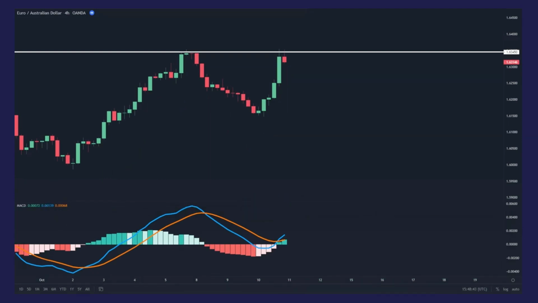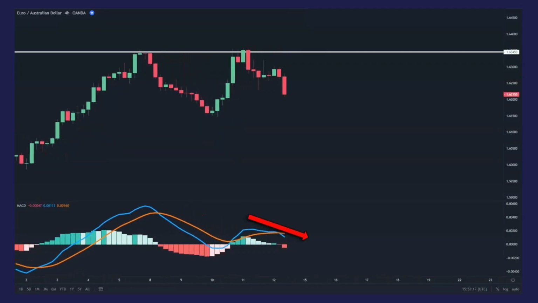Now, what most traders will do is that they'll actually wait for the MACD to cross over downwards before taking a short position. However, by doing this, notice that the downwards movement has already been made and you would have entered in late.